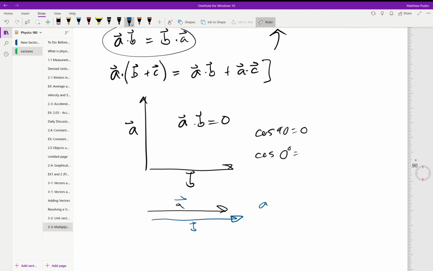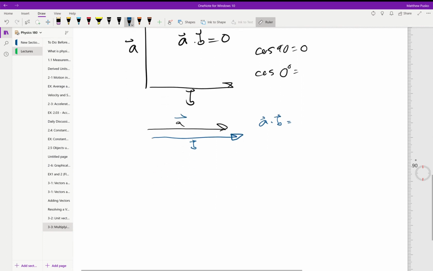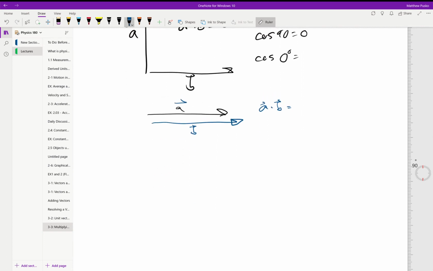Well, A dotted into B in this case would be the magnitude of A times the magnitude of B times the cosine of 0, and the cosine of 0 is 1. So we just get A times B, A dotted into B, and that's only when they are in the same direction.